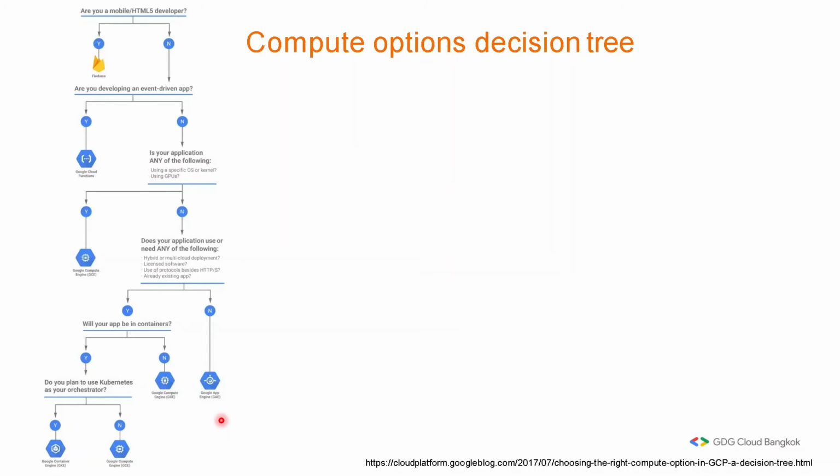And if it was an already existing app, then will you... If no, then you have to go with Google App Engine. If yes, will your app be in containers? If it was not a container, then you have to go with Google Compute Engine. If yes, do you plan to use Kubernetes as your orchestration? Then yes, obviously Google Container Engine. If no, you have to go with Google Compute Engine.